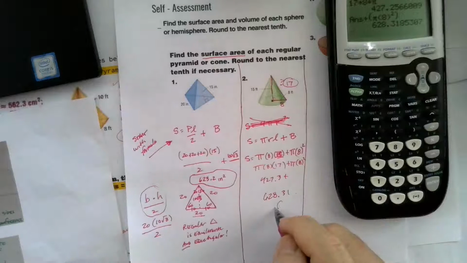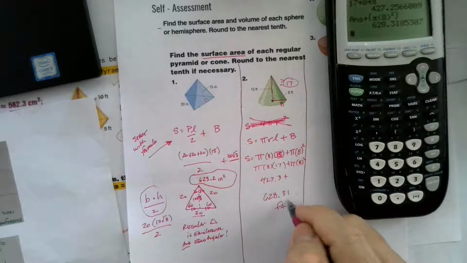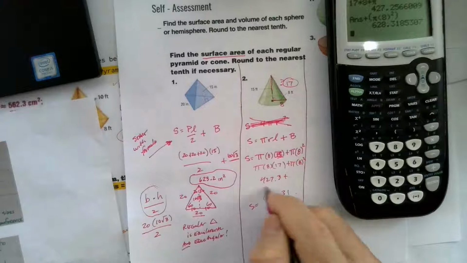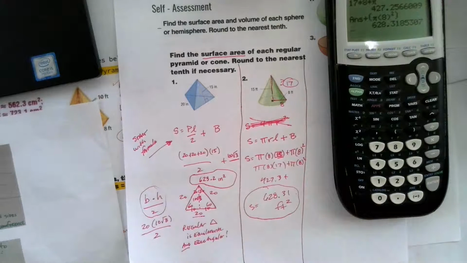What are my units? It's feet. And because this is surface area, it's square feet. So surface area is square feet. There you go.